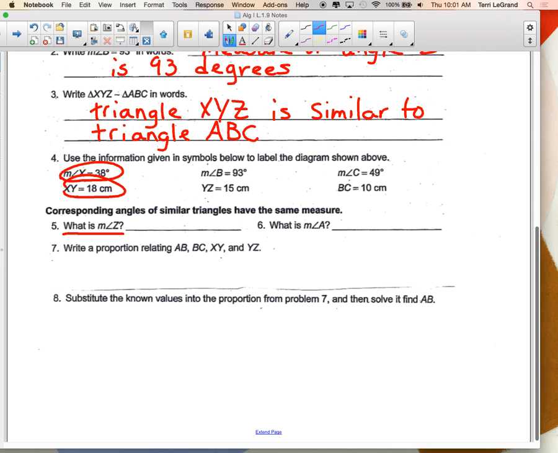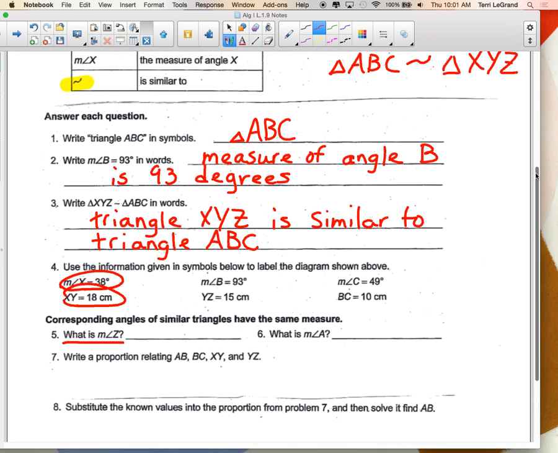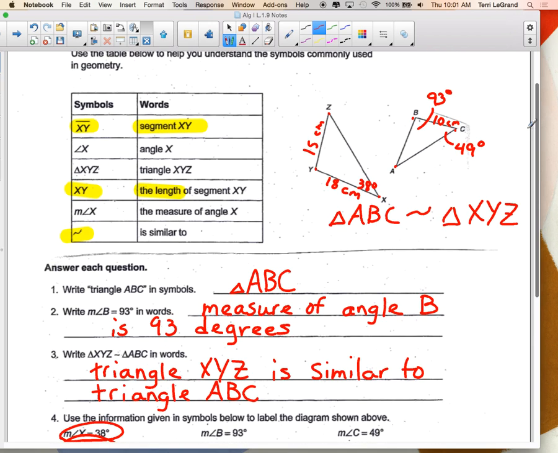Anybody know which angle angle Z corresponds with? Angle C? So how did we decide that it corresponds with angle C? It's in the same relative position in the triangle. Even if they're not turned, are these two turned the same way? No, they're not matched up. One's rotated a different direction. So we are saying that this angle right here, angle Z, corresponds with angle C, which is the one right here.